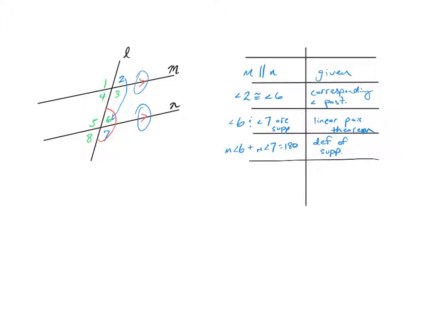So let's see what we have here. I know that 6 and 7 add up to 180. And I know that 2 and 6 are the same. So I can take that 2 and plug it in for 6. So I can say the measure of angle 2 plus the measure of angle 7 equals 180. That was the substitution property.